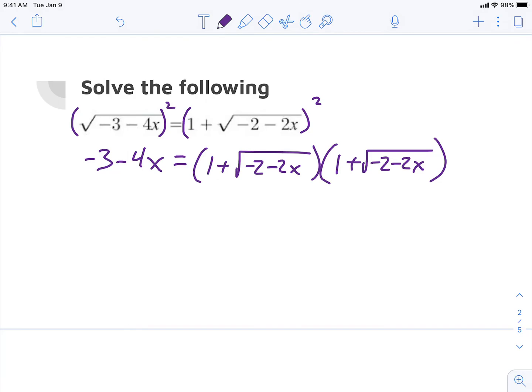And it becomes kind of a big unwieldy FOILing problem because I need to distribute that 1 into both and then the square root into both. And I can really treat that square root as its own thing. All right, on the left-hand side, I'm just going to make things into standard form.